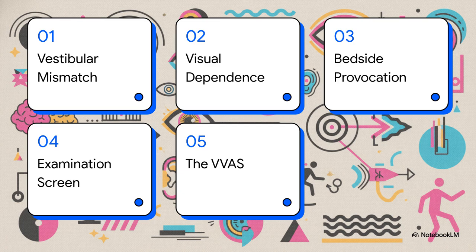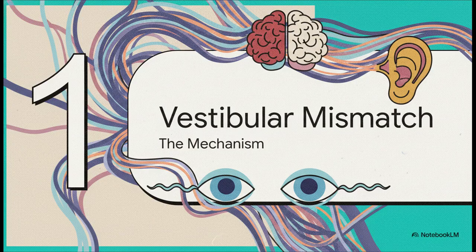So here is our roadmap for today's explainer. We'll unpack visual-vestibular mismatch, define visual dependence, cover 3 bedside provocations, look at the examination screen, and finally, wrap up with the Visual Vertigo Analogue Scale. All right, first up on the docket, visual-vestibular mismatch and the actual mechanism behind it.